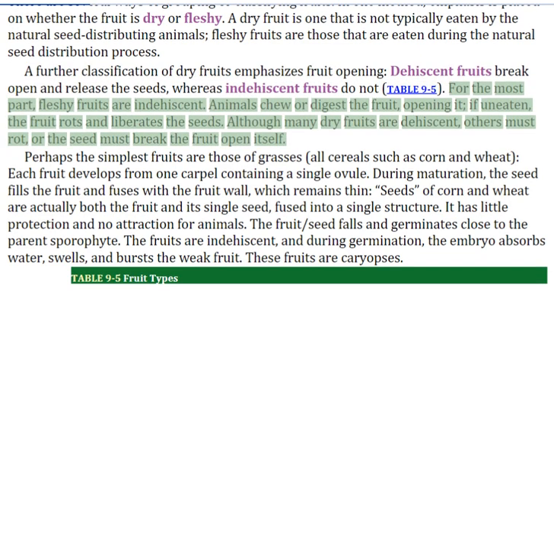For the most part, fleshy fruits are indehiscent. Animals chew or digest the fruit, opening it. If uneaten, the fruit rots and liberates the seeds. Although many dry fruits are dehiscent, others must rot, or the seed must break the fruit open itself.